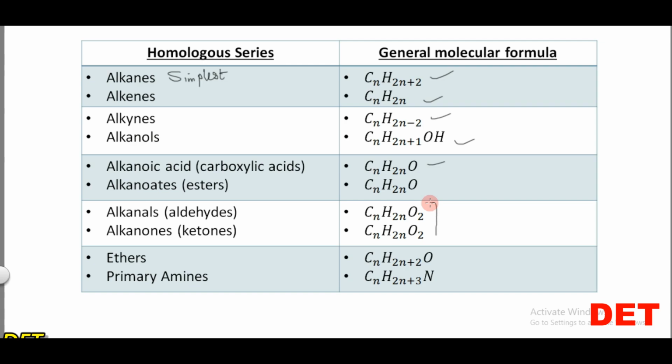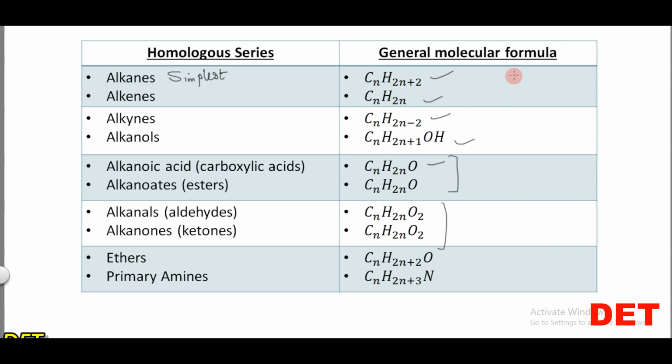Alright. So these two are the same. These two are the same. So it is important that you know this and know this as well. Alright. So alkanoic acids and alkanoates have the same general molecular formula of CnH2nO. Alkanals and alkanones have the same general molecular formula of CnH2nO2. Alright. And you can use this to find the molecular formula of any member of the series.